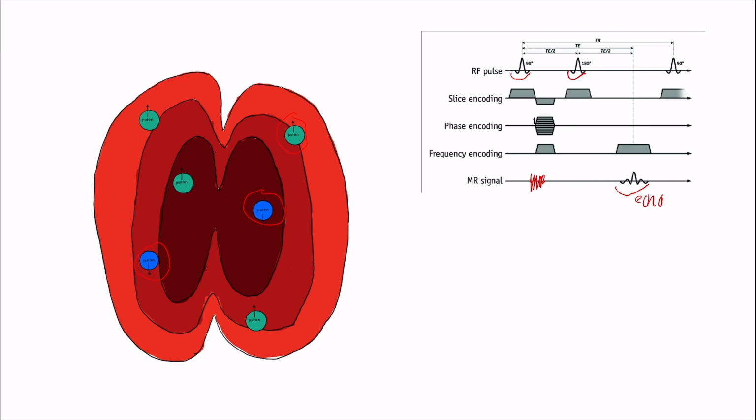And so from the RF pulse to the echo, we call that the time to echo, the TE. And then from 90 degree pulse to 90 degree pulse, we call that time to repetition, so the TR.